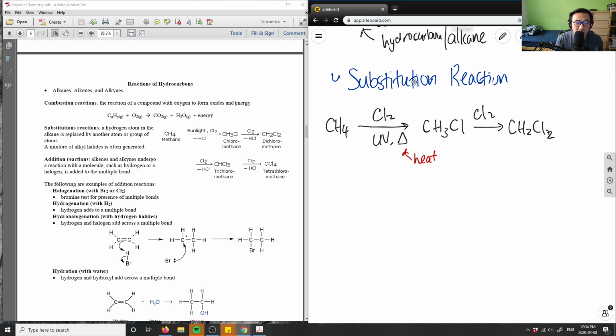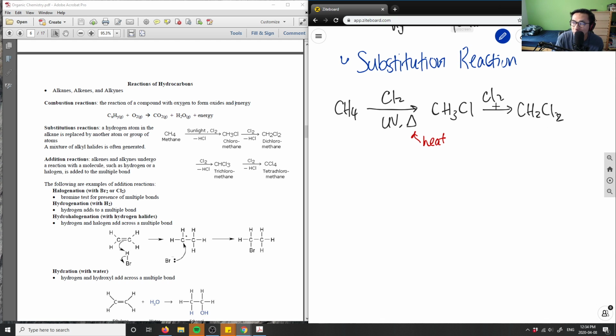So this is a substitution reaction, and again, this works with chlorine, this works with bromine as well. Honestly, any halogens work, but it's usually just bromine and chlorine that we use for substitution. So this is an example of a substitution reaction. Specifically, this is a halogenation. Or you can think of it as just a substitution reaction here.